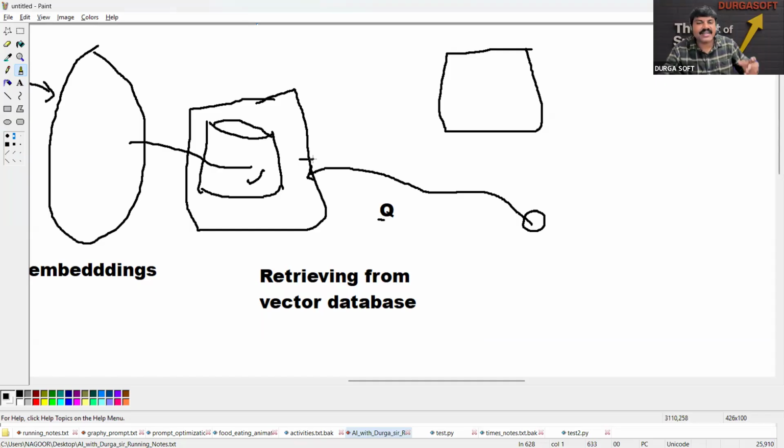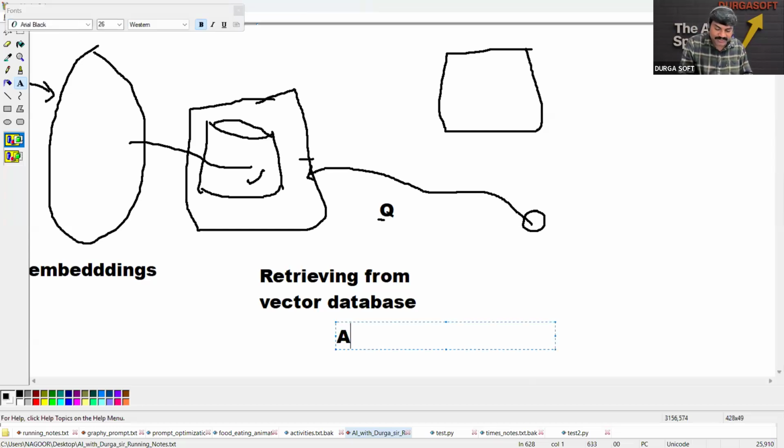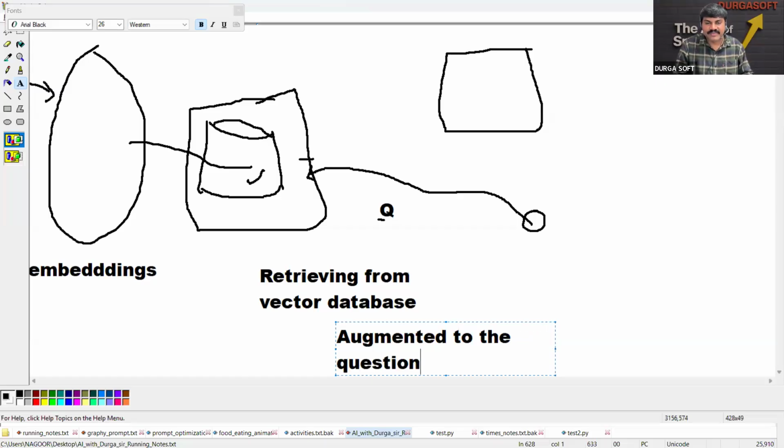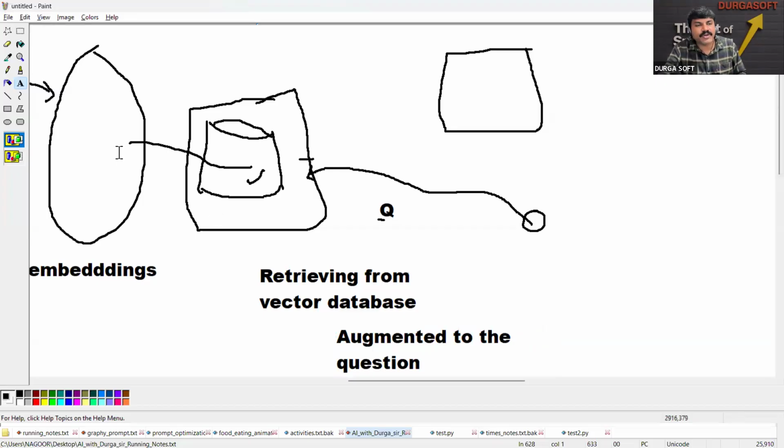Next, the matched embeddings for this question will be identified, and those embeddings will be appended or augmented to the question. What is the second word? Augmented. What is the first word? Retrieving, fetching from the vector database based on your question. How you can implement this, I will explain that. Just observe and get top-level clarity.